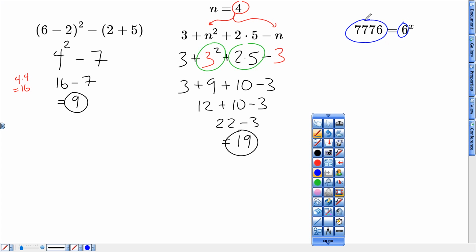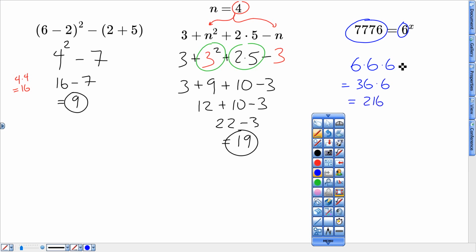Let's see. Is it 2 of them? Let's just start like this. 6 times 6. That gives me 36. So I could see that's not 36. I need to go bigger. How about times another 6? 36 times 6 gives me 216. I could see that's not quite big enough.